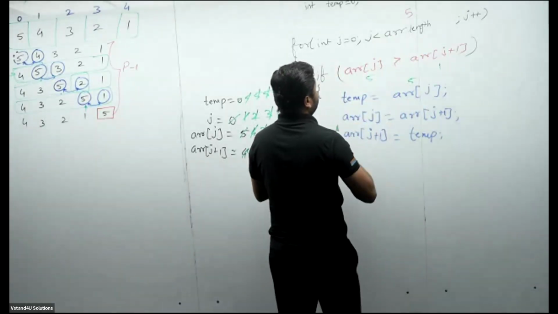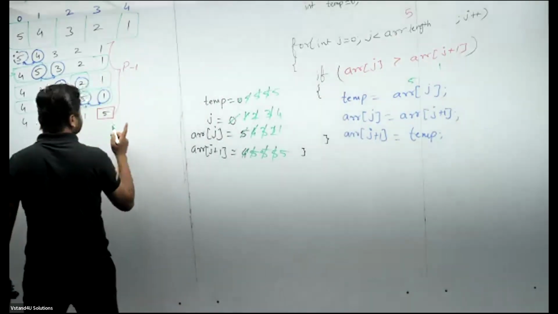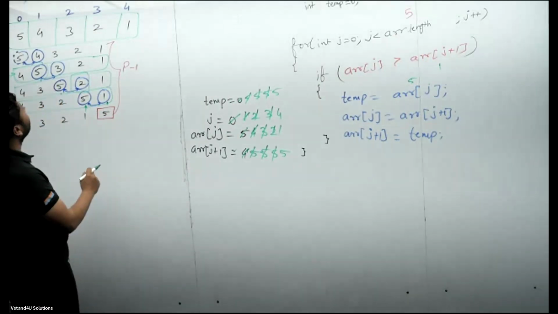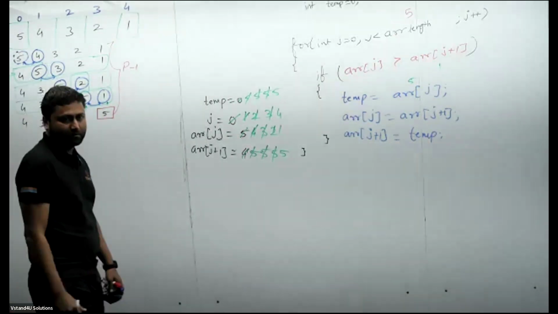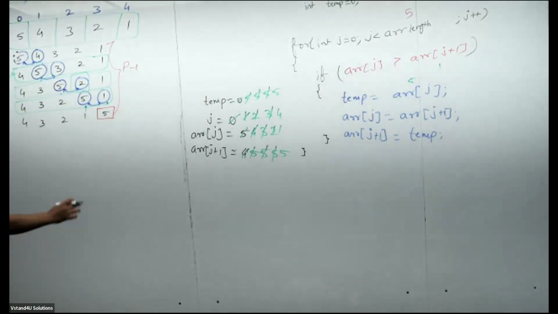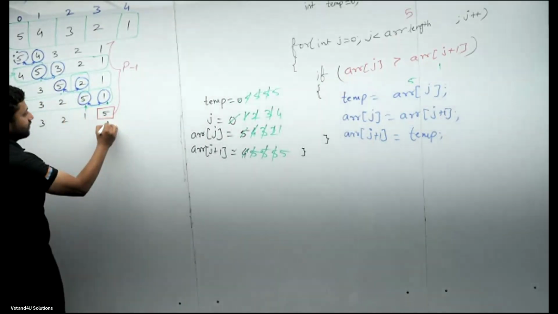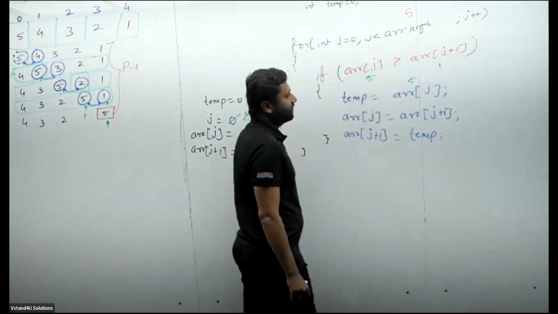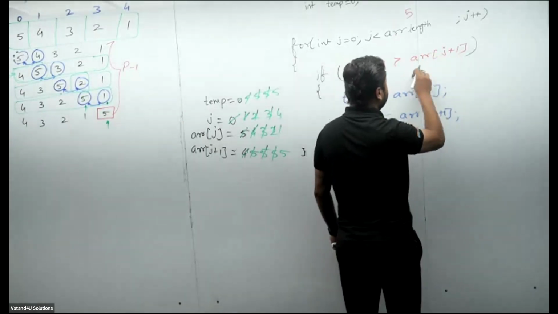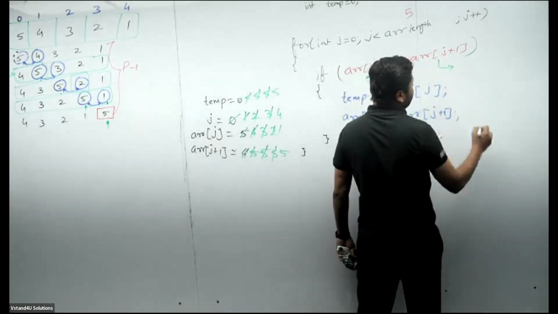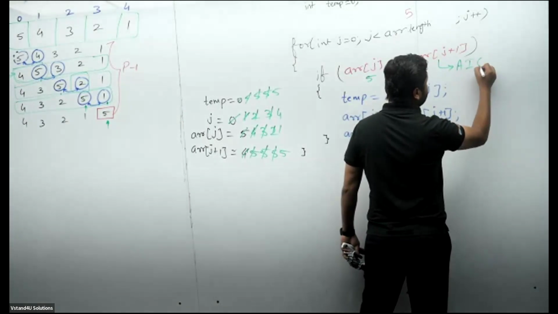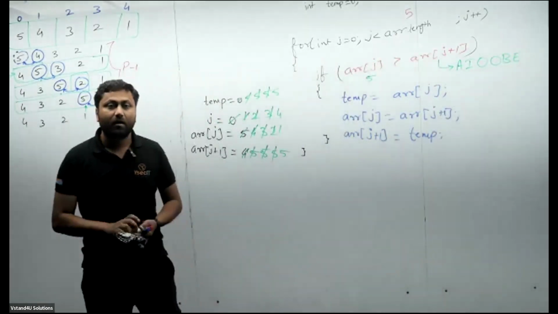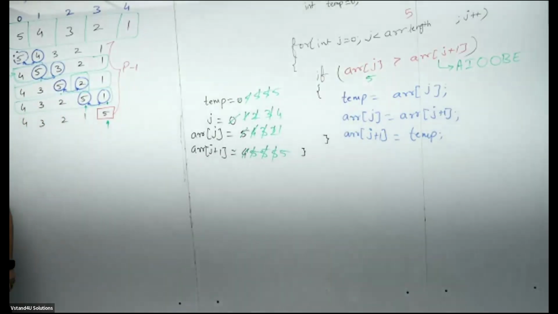arr[4], what is the element now? The last element. 1, 5. Oh, we have done this one. Agree? arr[j], arr[4] is 5. arr[j+1], what is the element? What is the element over here? What is the situation? Array index out of bounds exception.